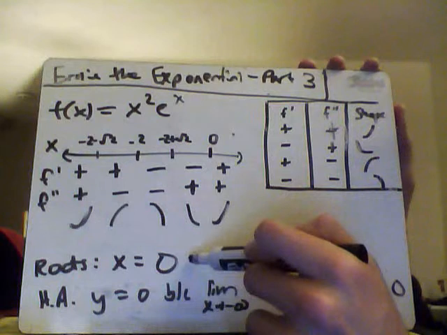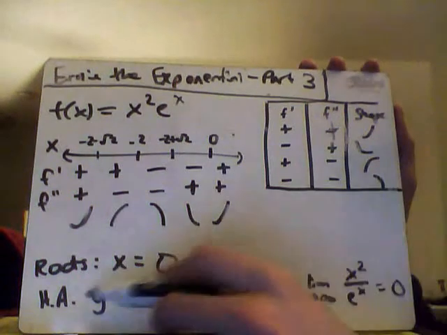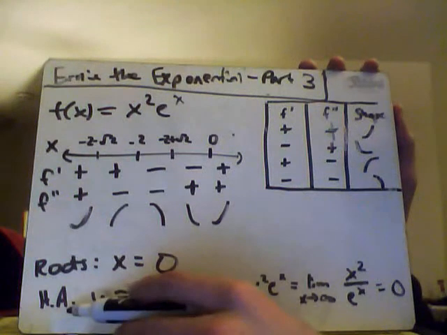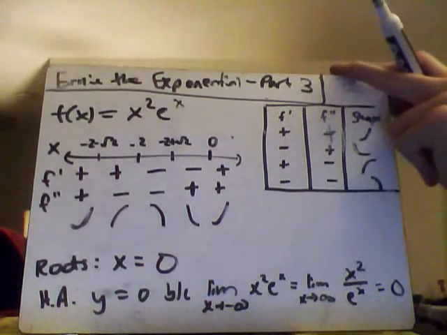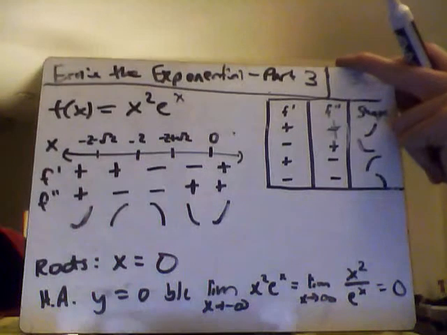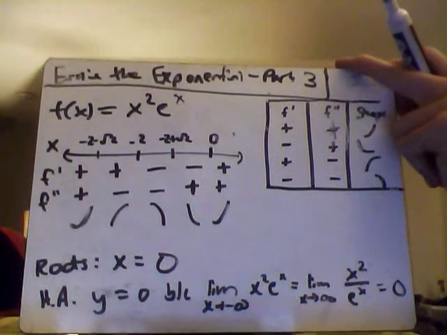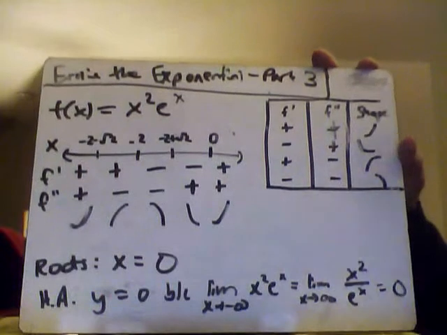There's only one root to this function. That would be at x is equal to 0, since e to the x is never 0 for real numbers. There's also a horizontal asymptote, and that's key. Students oftentimes miss the fact that there's a horizontal asymptote for this function. It would be at y is equal to 0. And the reason for this is the limit as x goes to negative infinity of x squared times e to the x acts like the limit as x goes to positive infinity of x squared over e to the x, and that's because of our wonderful properties of exponentials.